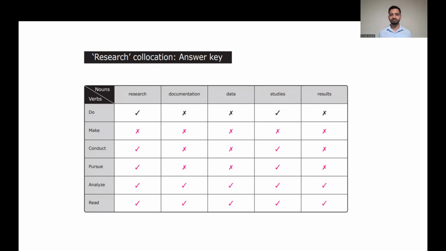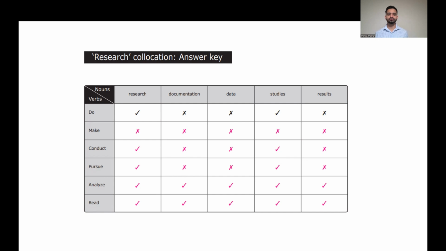Do research. Do documentation. We don't really do documentation. So these two words don't go together. Do data. Incorrect. Do studies. Correct. Do results. Not really. Make research. We don't make research. We don't make documentation, make data, make studies, and make results. These are all wrong. Conduct research, that is correct. Conduct documentation, incorrect. Conduct data, we don't conduct data. Conduct studies, and we don't conduct results.